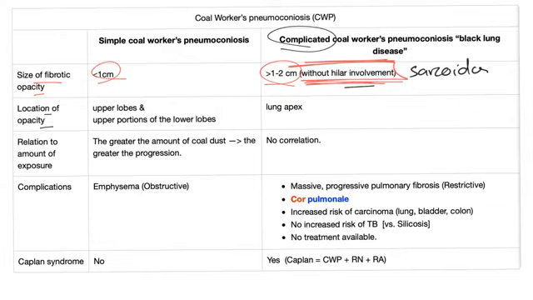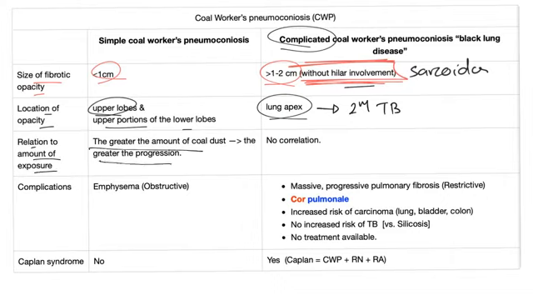Location of the opacity: upper lobes and upper portion of the lower lobes. Here it's the lung apex, so this can confuse some doctors with secondary tuberculosis. Relation to the amount of exposure: the greater the amount, the greater the progression of the disease, but the complicated one has no correlation with the amount of the exposure.